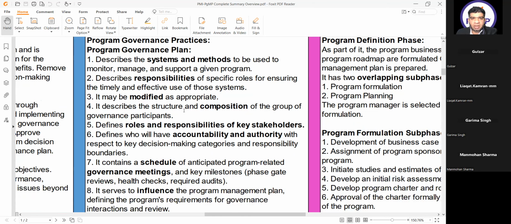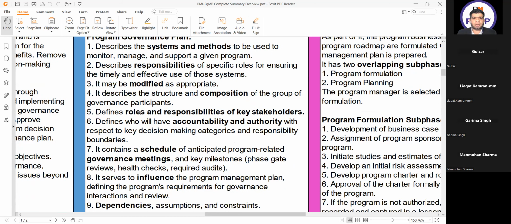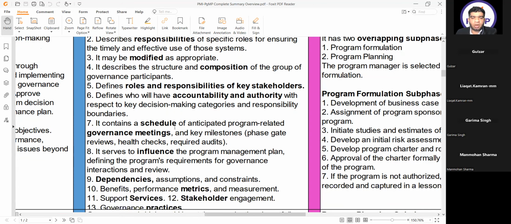It describes the structure and composition of the group of governance participants, defines roles and responsibilities of key stakeholders, defines who will have accountability and authority with respect to key decision-making categories and responsibility boundaries. It contains a schedule of anticipated program-related governance meetings and key milestones, phase gate reviews, health checks, required audits.